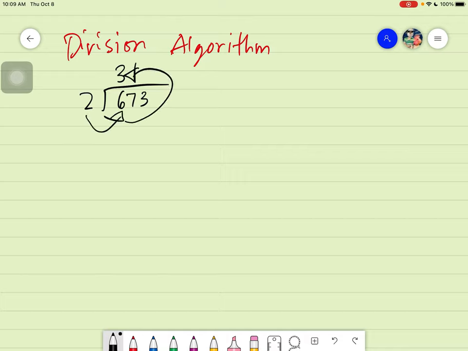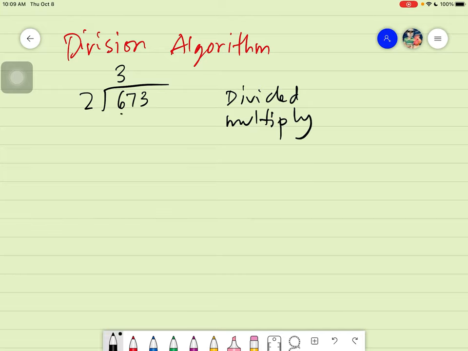So, ang una natin ginawa is, of course, we divided. The next thing that we will do is we will multiply. 3 times 2 is 6. Then we will subtract, and 6 minus 6 is 0. And then the next thing that we do is bring down. What do you bring down? Ito, 7. So you will now have 7.